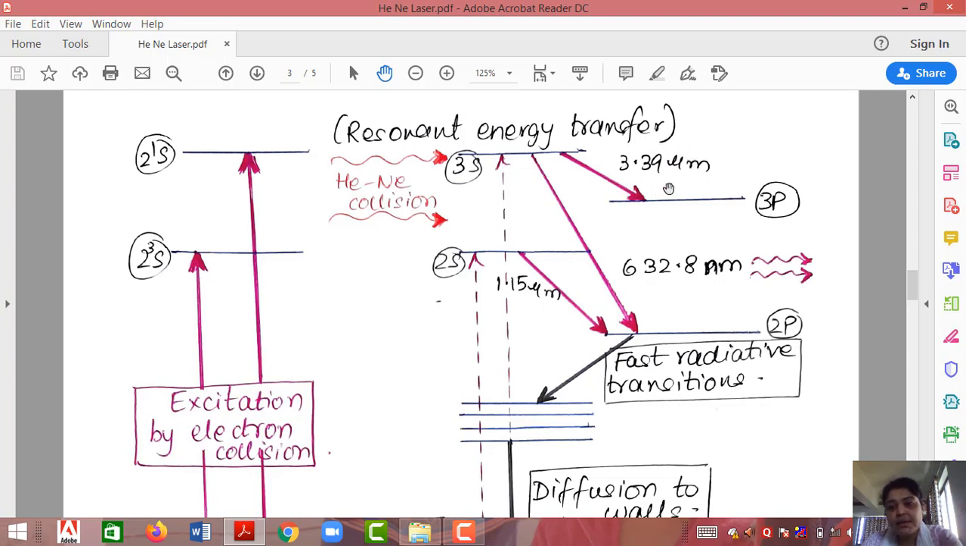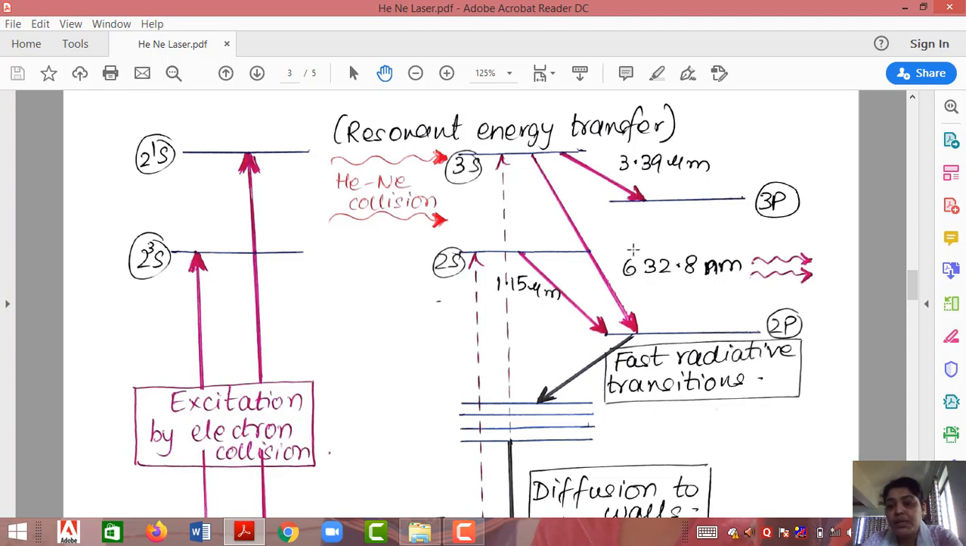If you can see, 3s to 3p, 3.39 micrometers, and 2s to 2p, 1.15 micrometers, both of them are in the infrared zone and they are incoherent. So this emission is useless. That will not give us laser. But if you look at the population of level 3p because of 3s and the population of level 2p because of 3s, there will be a difference between the two. Why? Because this level is comparatively closer to 3s, so atoms moving here will be more than atoms moving here. So there will be a population inversion between 3p and 2p because 3p has more population as compared to 2p.